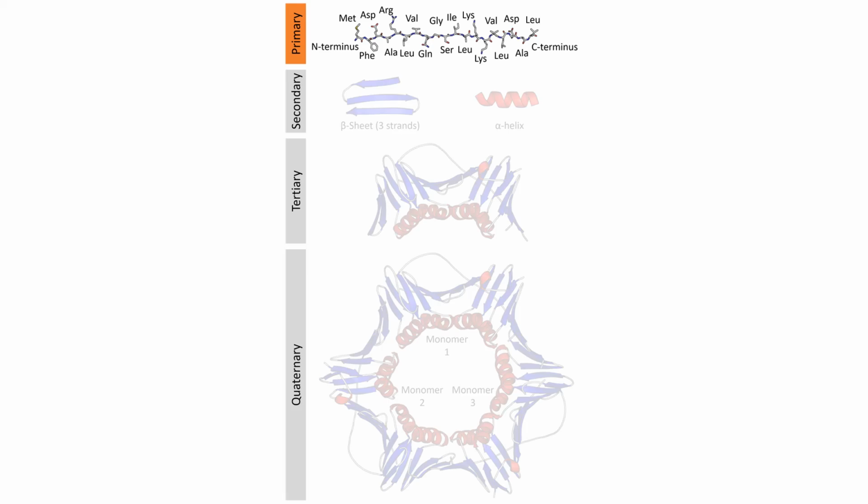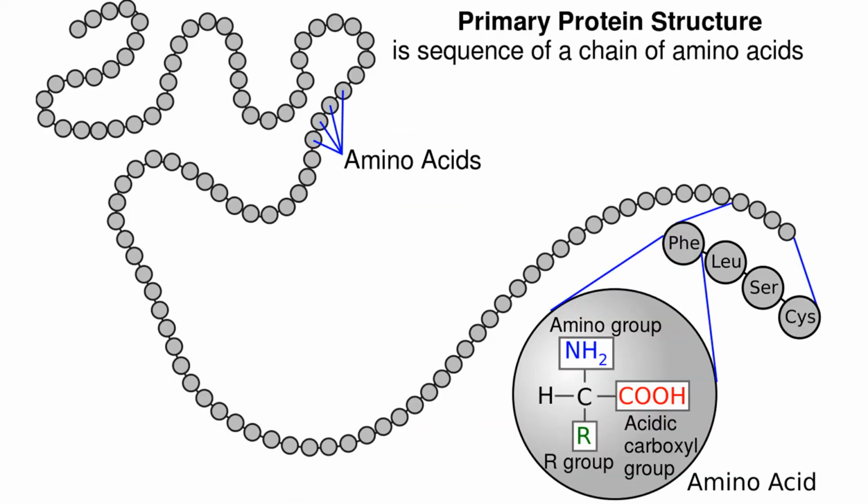When it comes to folding, there are four main protein structures. The first is the primary structure, which is simply the amino acid sequence. There are no folds here and the protein is not functional.